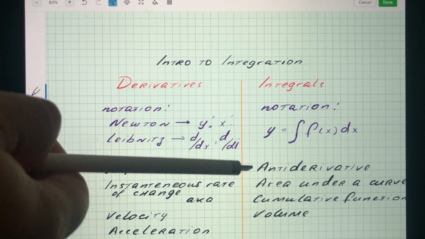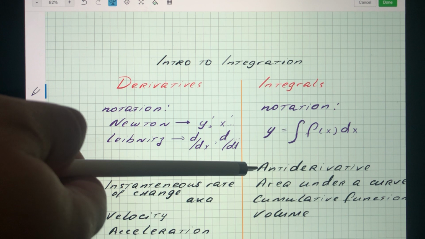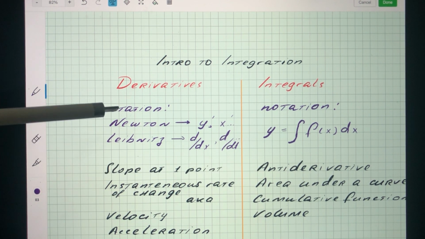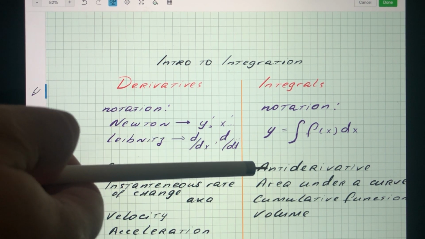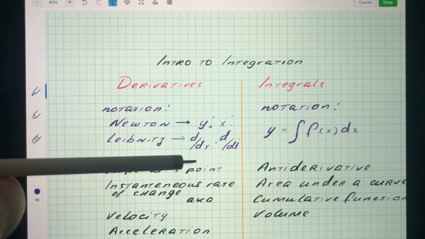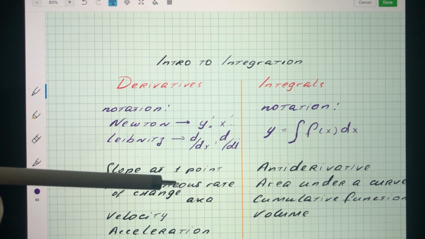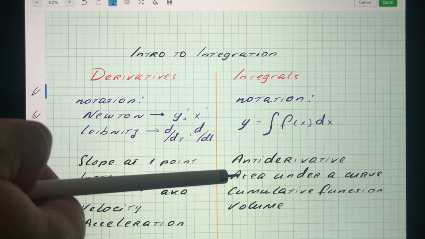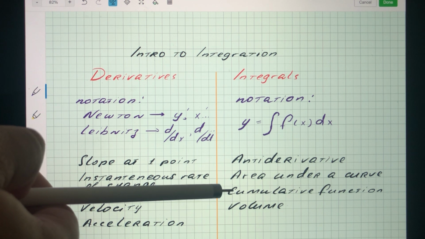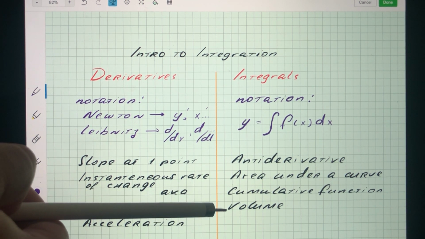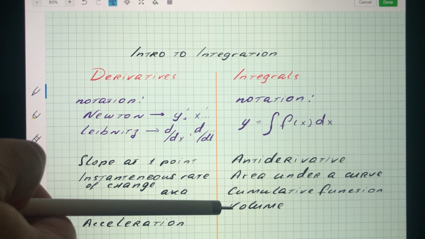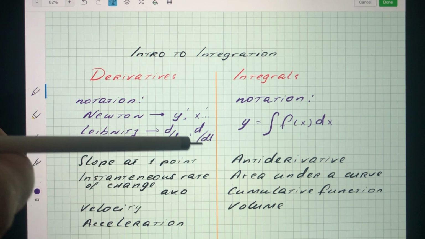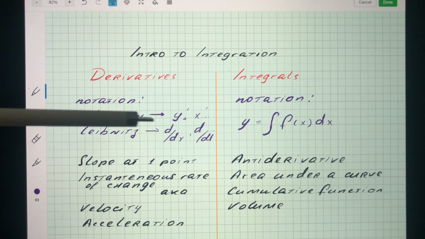Now, the integrals are called antiderivatives. So they undo the derivatives. They are also the inverse function of a derivative. So they undo whatever the derivatives do. The integrals also find us the area under the curve. It also finds us the cumulative function, so it adds up the values. It also can find us the volume of a surface of revolution or volume of some other object. So that's a comparison between the derivatives and integrals.